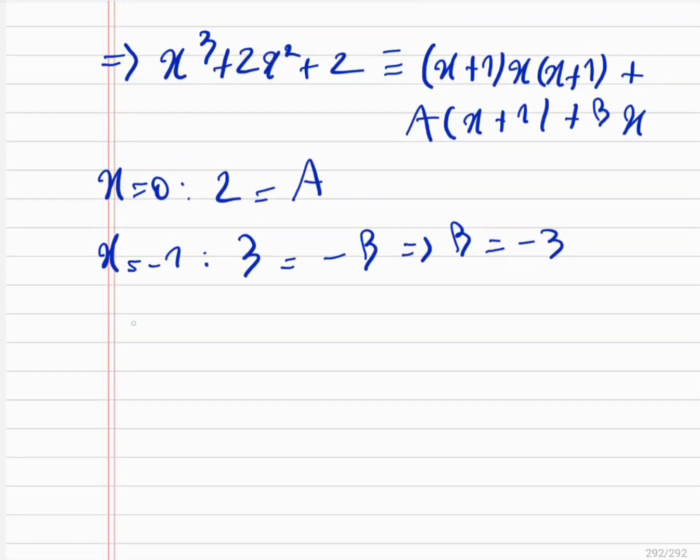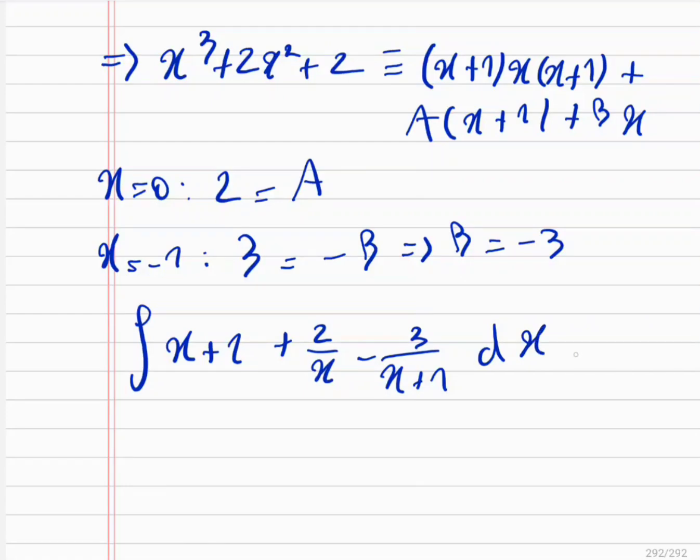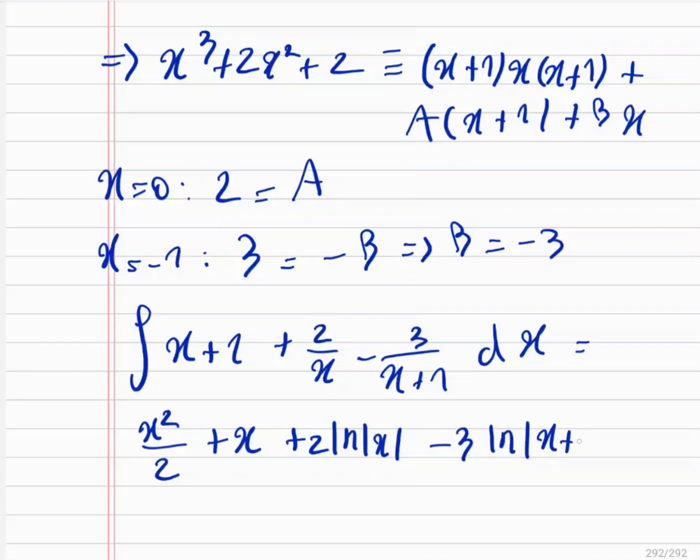Now the integration becomes x plus 1 plus 2 over x minus 3 over x plus 1 dx, and it's a very simple integration. The first term integrates to x squared over 2, the second term integrates to x. Now here is 2 ln x, and then here's minus 3 ln mod x plus 1 plus c, and that's it.